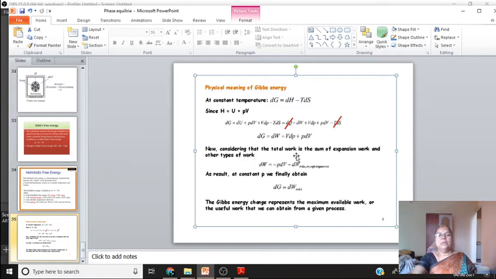Now, considering that the total work is the sum of expansion work and other type of work, that is the mechanical work, we can write dw equal to minus PdV minus the mechanical work. As a result, at constant pressure, we finally obtain dG equal to W maximum, and the significance of this equation is that the Gibbs free energy change represents the maximum available work or the useful work that we can obtain from a given process.